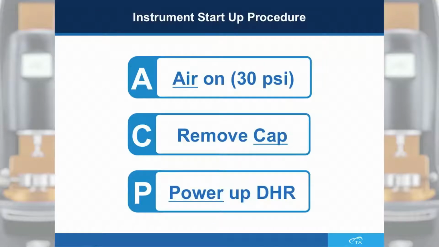We assume the instrument is already turned on and has been installed by a TA Instruments service representative, but if your instrument is powered off, here's a simple acronym for you to remember how to properly power up your DHR instrument: ACP. Following the Getting Started guide, first make sure that air is connected and set to 30 psi. Remove the black cap or bearing lock from the draw rod and then turn on the power to the DHR.